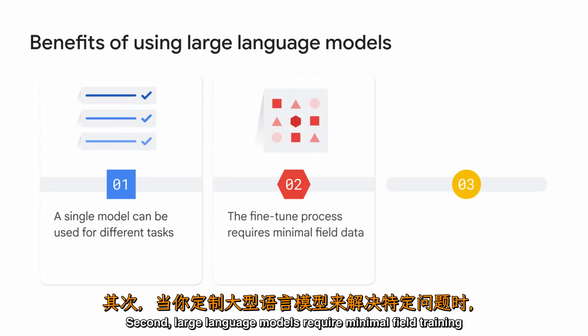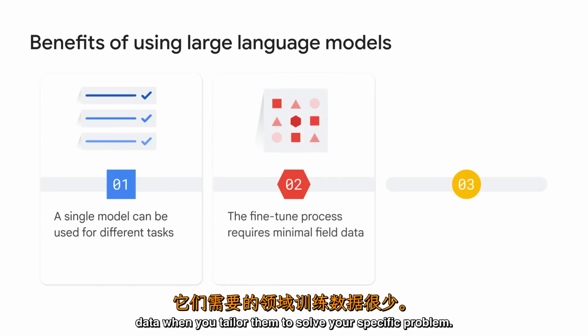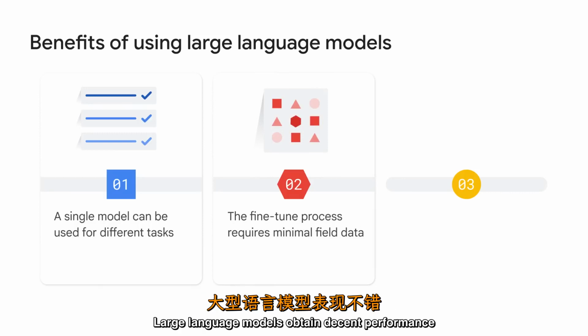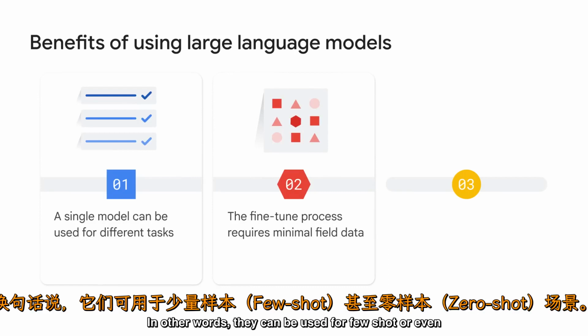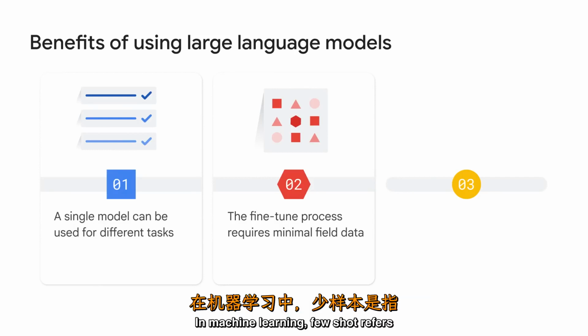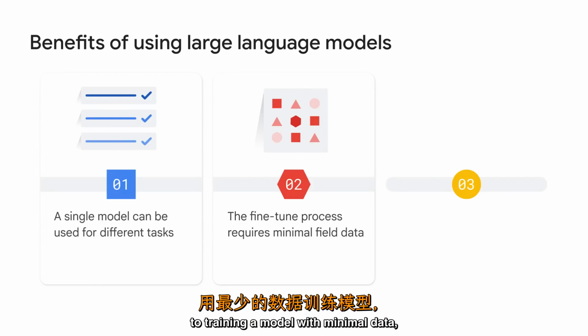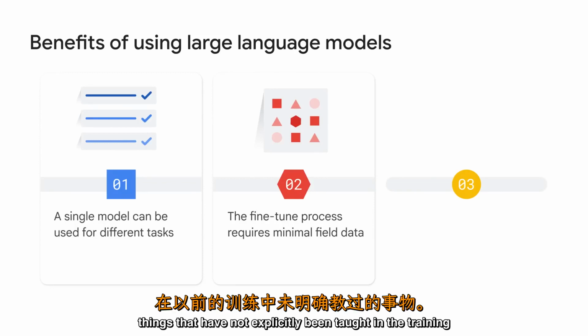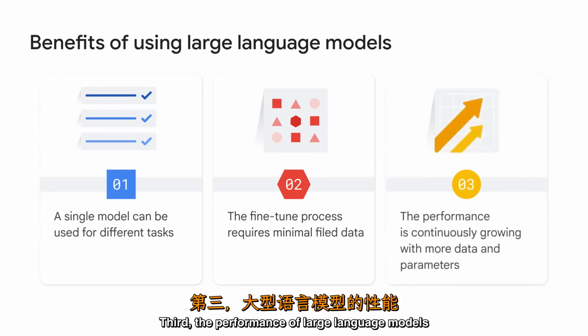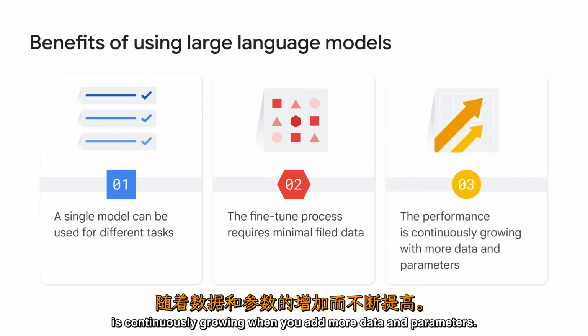Second, large language models require minimal field training data when you tailor them to solve your specific problem. Large language models obtain decent performance even with little domain training data. In other words, they can be used for few-shot or even zero-shot scenarios. In machine learning, few-shot refers to training a model with minimal data, and zero-shot implies that a model can recognize things that have not explicitly been taught in the training before. Third, the performance of large language models is continuously growing when you add more data and parameters.